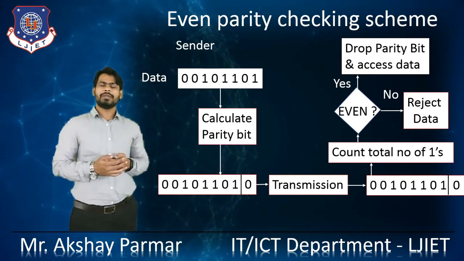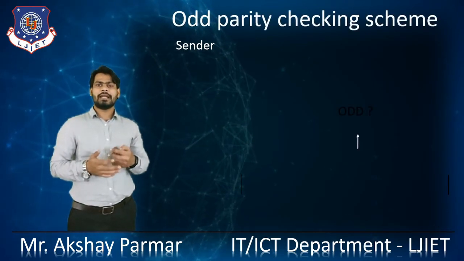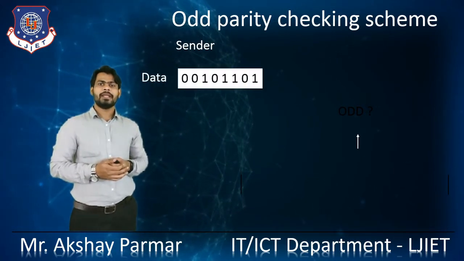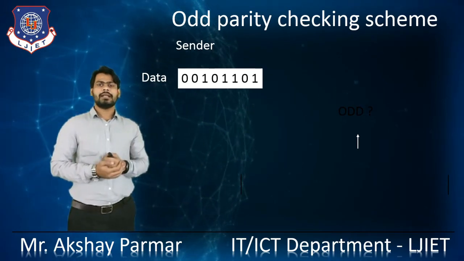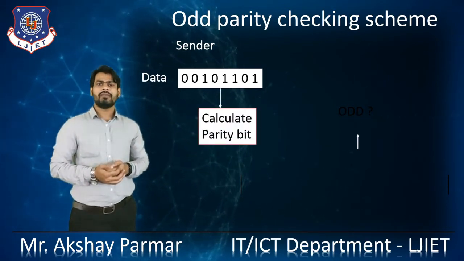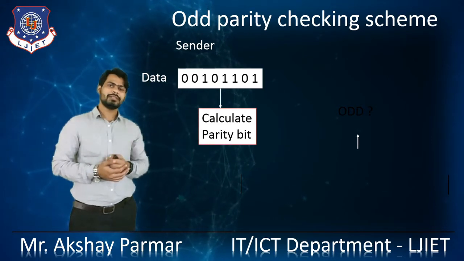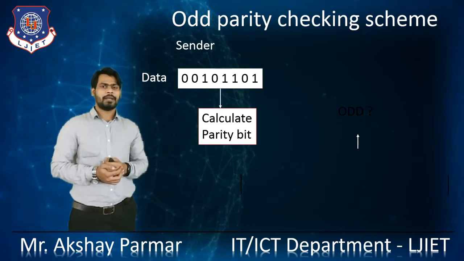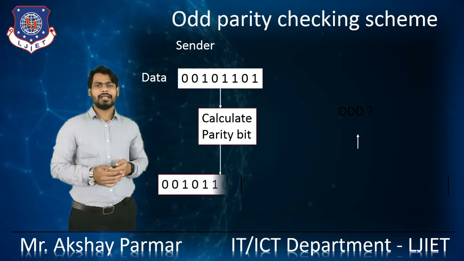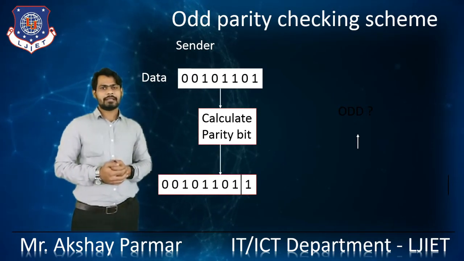A similar mechanism works for odd parity checking also. In that, the sender wants to send a data sequence. In our example, the data sequence is 00101101. First we calculate the parity bit. The number of ones is 4, and we want to add an odd parity, so the number of ones should be odd. So we simply add a 1 at the last as the parity bit to make the number of ones odd.